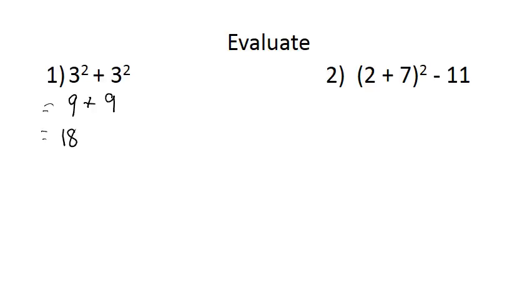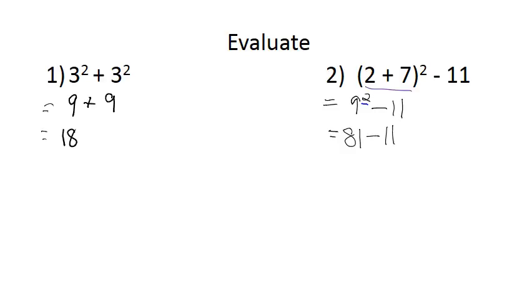All right, our next one is (2 plus 7) to the power of 2 minus 11. All right, we do parentheses or brackets first. Our brackets have 2 plus, we'll do this first, the 2 plus the 7. So after I do 2 plus 7, I get 9. And so I have 9 to the power of 2 minus 11. The next thing I'm going to do, the next most powerful one, is my exponent. So I have 9 to the power of 2, which is 81.